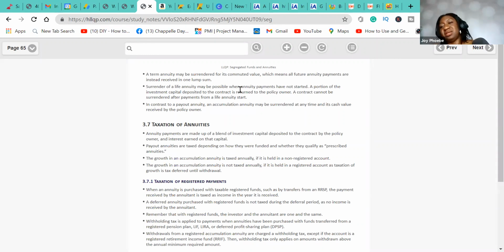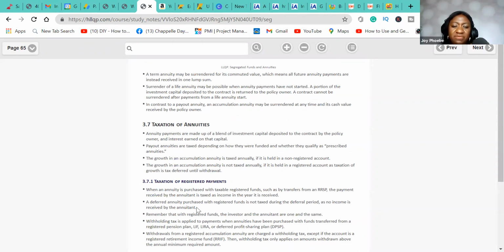Yeah. Okay, so a life annuity, let's say it was a deferred annuity where annuity payments have not commenced, that may be possible. And then also, in contrast to a payout annuity, an accumulation annuity may be surrendered at any time, and its cash value is received by the policy owner, less any charges.